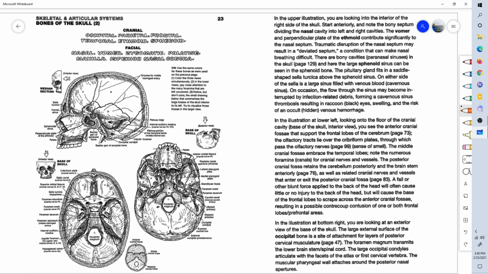Welcome to page 23 of Anatomy Coloring Book. This is Dr. Stephen Harkins. Part 2 of the bones of the skull, just from different views here.